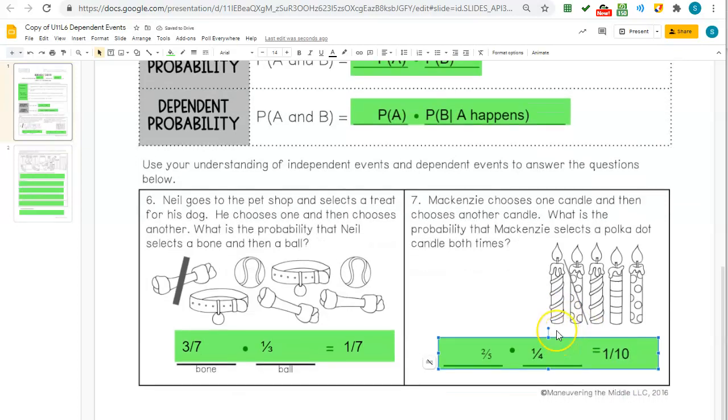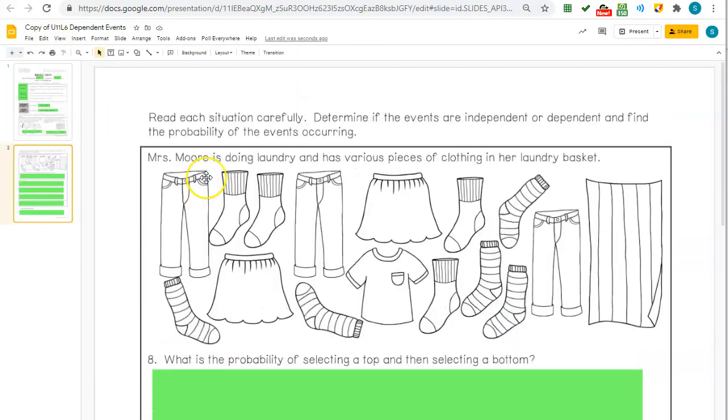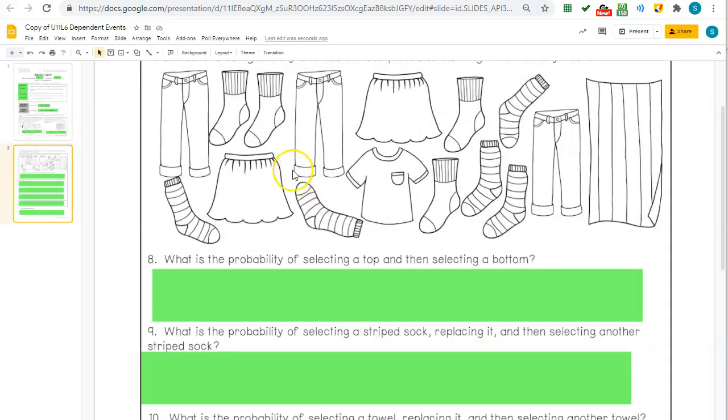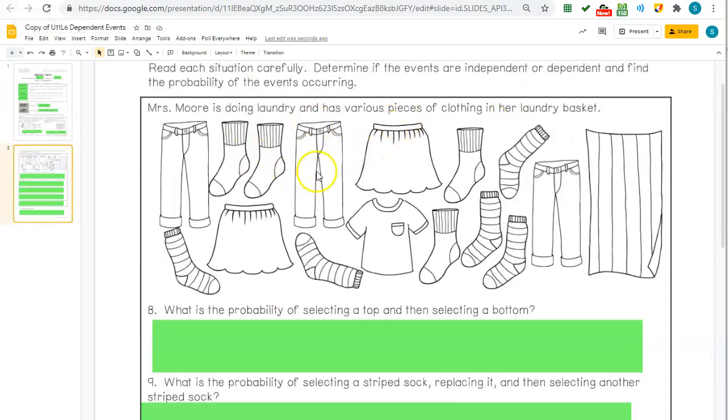Alright, so that was the first page. Let's go ahead and look at page 2. Oh, I accidentally went too far. Alright, so we're going to want to look at this picture.